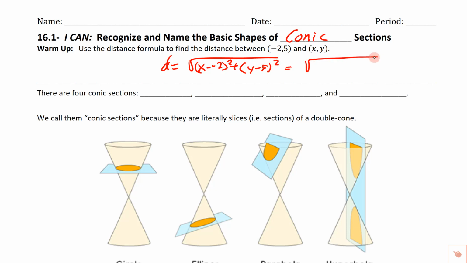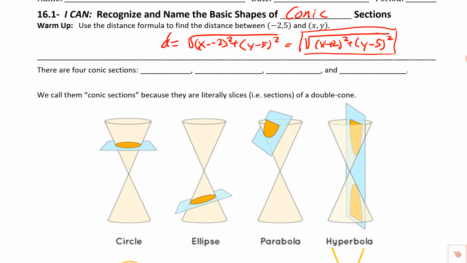So if I were going to simplify this just a little bit, I'd write the square root of (x plus 2) quantity squared plus (y minus 5) quantity squared. Make sure that's underneath the square root. And that would be the distance between the two of those. So I'm just going to go ahead and circle this right here. There's our answer for the warm-up. And then we've got this diagram down below.